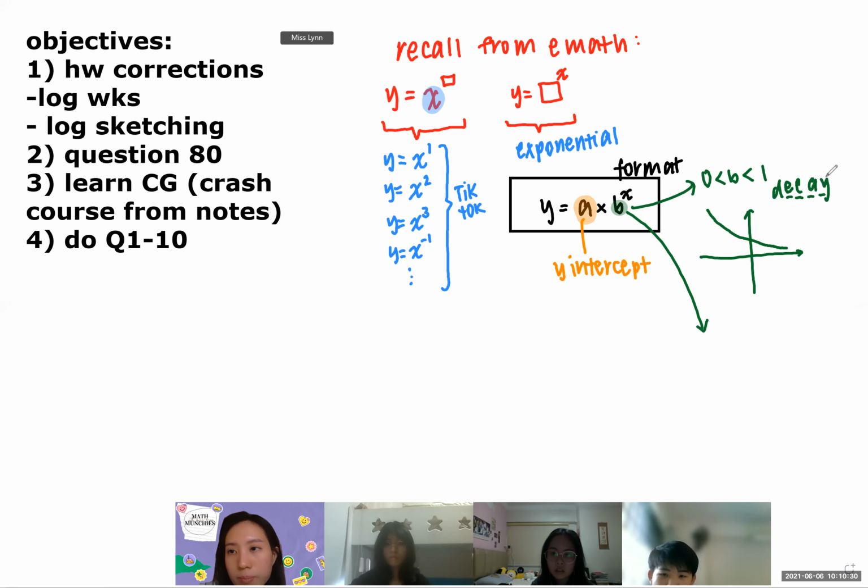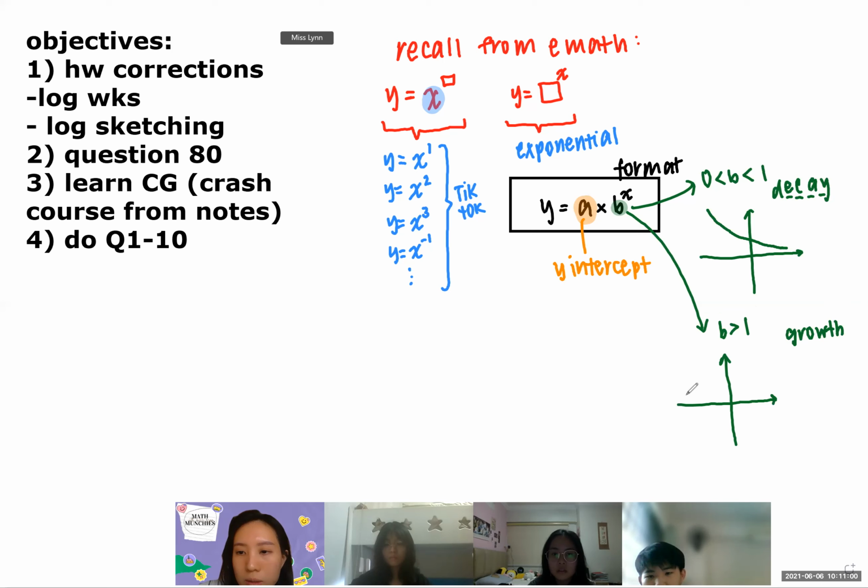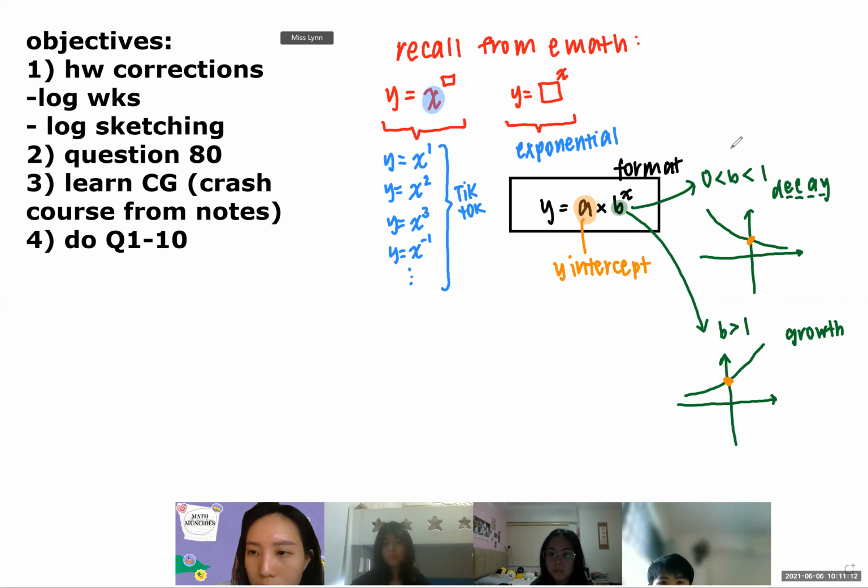Decay. What else? What's the next type? There's one more type. Growth. Yeah, growth. But what's the condition? How do you know it's a growth graph? B is greater than 1. Yes. So greater than 1 will look like a what? Like a plane taking off. Very good. Then the y-intercept means the one in orange. So this is the y-intercept here, your A value.